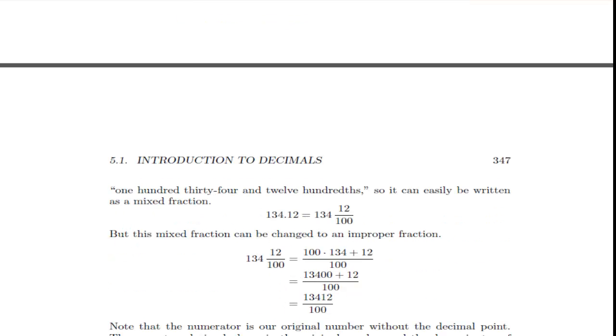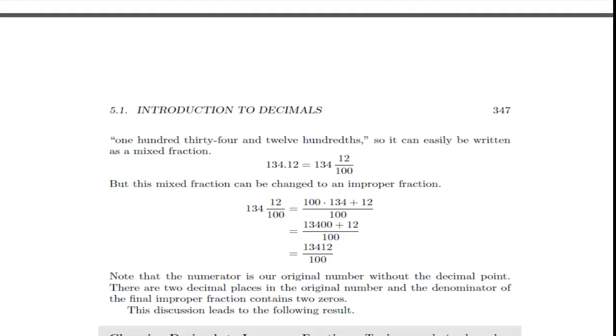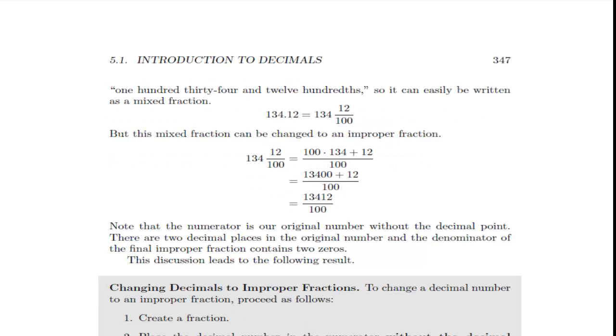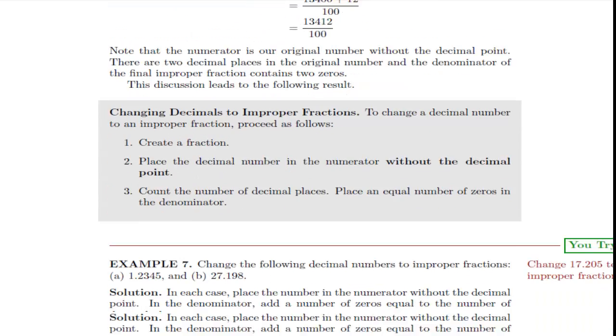But this mixed fraction can be changed to an improper fraction. 100 times 134 plus 12 gives us 13,412 in the numerator. Placing that over the original denominator, we get 13,412 over 100. Note that the numerator is our original number without the decimal point. There are 2 decimal places in the original number, and the denominator of the final improper fraction contains 2 zeros. This discussion leads to the following result: changing decimals to improper fractions.